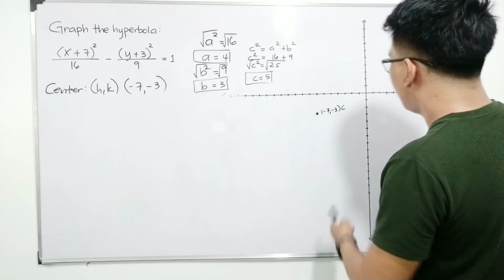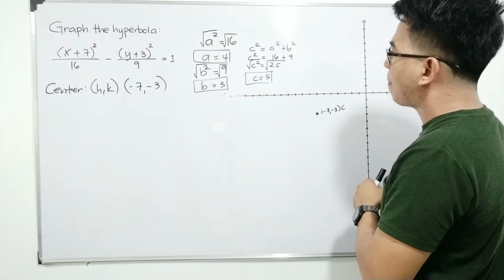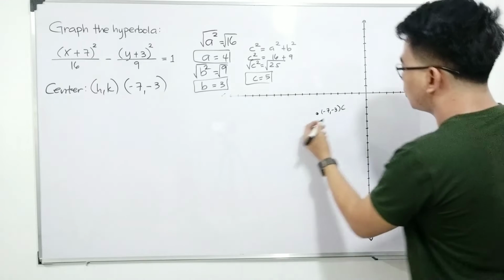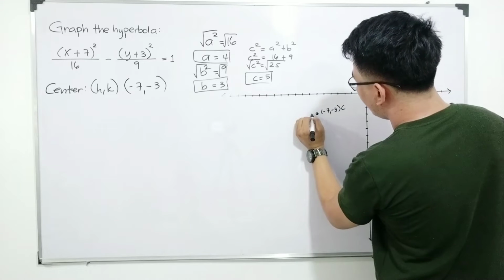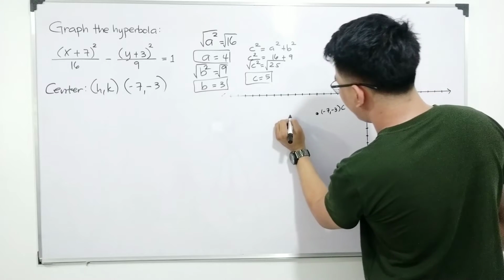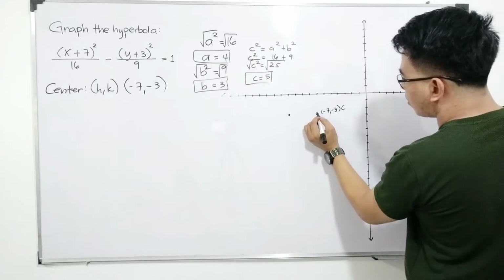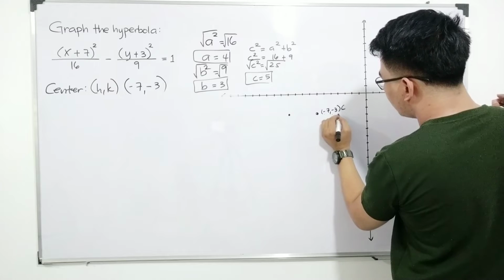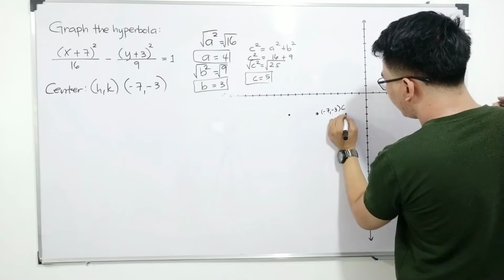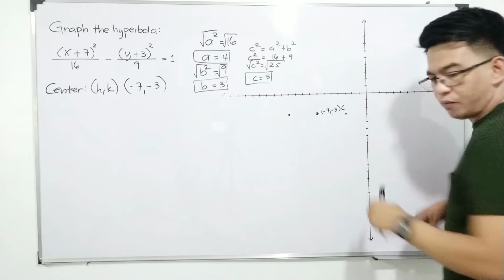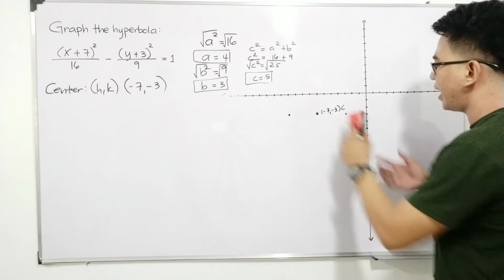Now, ang value ng ating A ay 4. So, we will move 4 units. 1, 2, 3, 4. Ito siya. At dito naman, from the center, 4 din. 1, 2, 3, 4. Dito yung location. Okay? So, pwede mong i-erase muna ito. Pagkatapos tayo maglagay ng label.